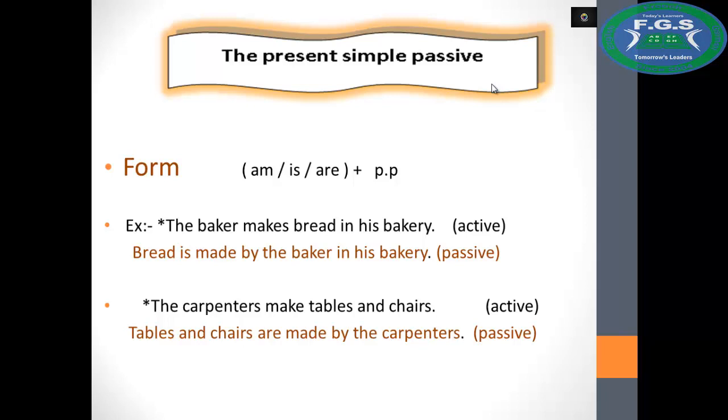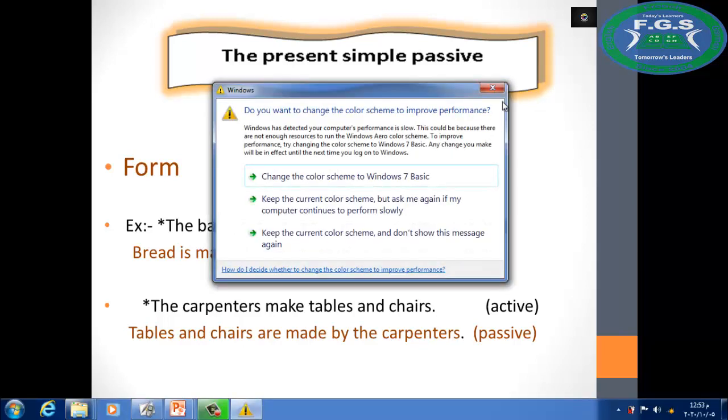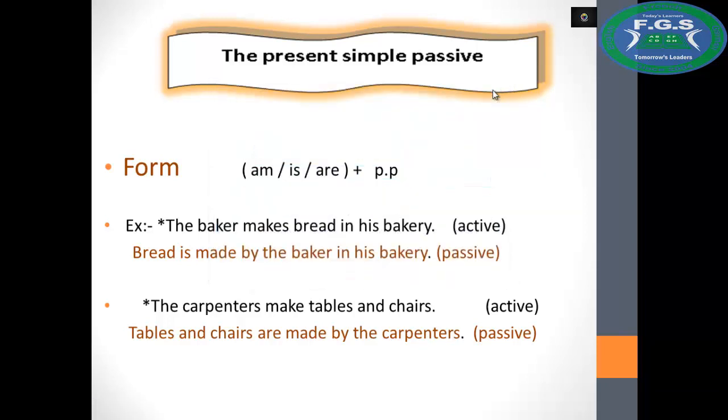Okay, sentence number 2. The carpenters make tables and chairs. The carpenters, this is subject. Make, this is a verb. Tables and chairs, these are the object. So, in the passive way, we start with the object, which are tables and chairs. So, we'll say tables and chairs are made by the carpenters. Are made, this is the PP, by the carpenters.